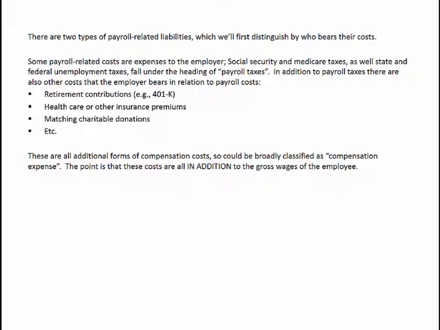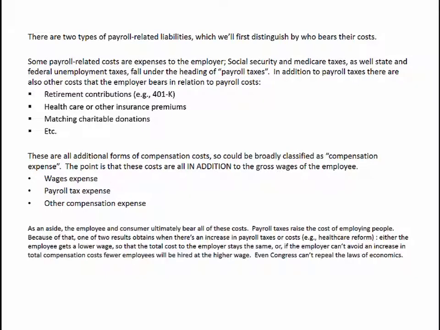So for the employer, he has compensation costs, broadly in three categories. There's the gross wages expense, the hourly wage of the employee or the periodic salary. There's the payroll tax expense, again, the Social Security and Medicare, state and federal unemployment taxes. And there are also other forms of compensation, the fringe benefits and so on. Now, just as an aside, the employee and the consumer ultimately bear all of these costs. Payroll taxes and these other incidental costs raise the cost of hiring an employee.